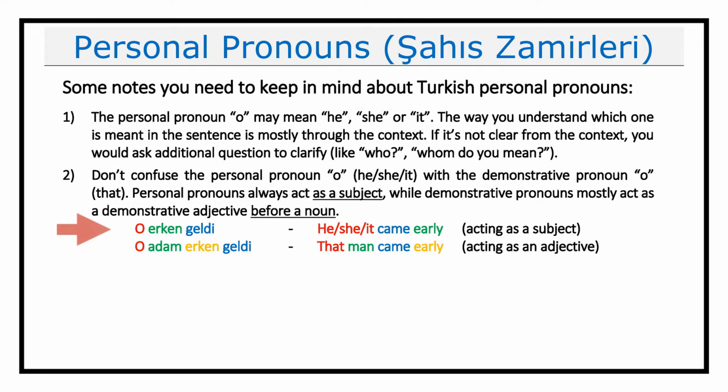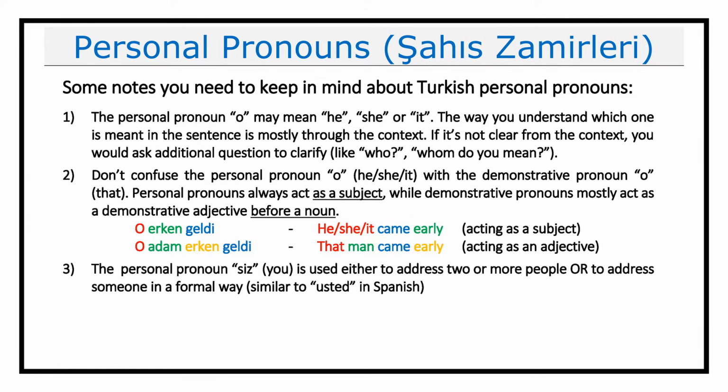O erken geldi. He, she, it came early. In this sentence, o acts as a subject, which means it might be he, she, or it. In the second sentence, o adam erken geldi, which means that man came early, o acts as an adjective. Did you see the difference?